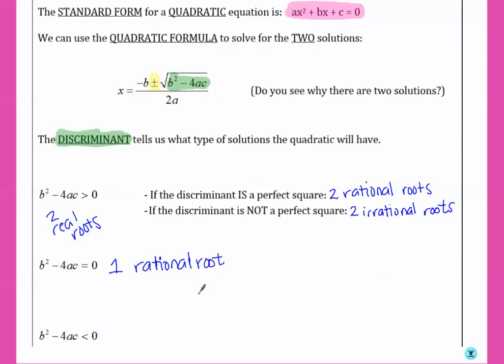And then finally, if our discriminant is less than 0, that means we're taking the square root of a negative number, which means we're going to have two complex roots. So now let's look at some examples.